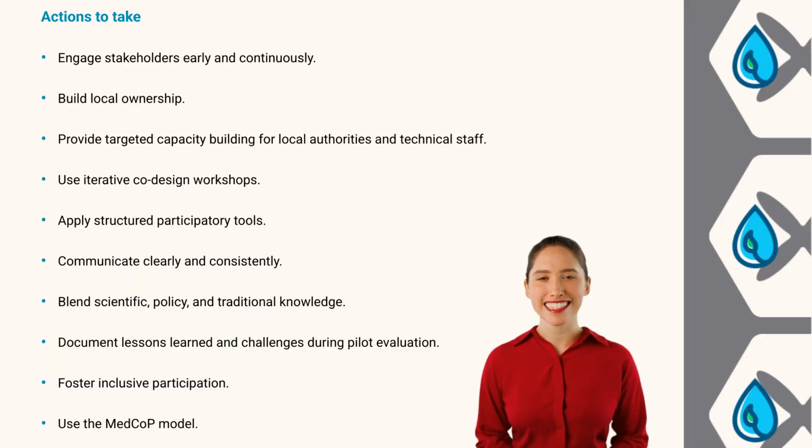This slide highlights key actions that support an effective community of practice and co-design process. Stakeholders should be engaged early and continuously, so they can help shape objectives, priorities, and solutions from the outset. Building local ownership is essential and requires transparent, trust-based processes where stakeholder input is clearly reflected in decision-making. Targeted capacity building, especially for local authorities and technical staff, helps address gaps in knowledge related to nature-based solutions.